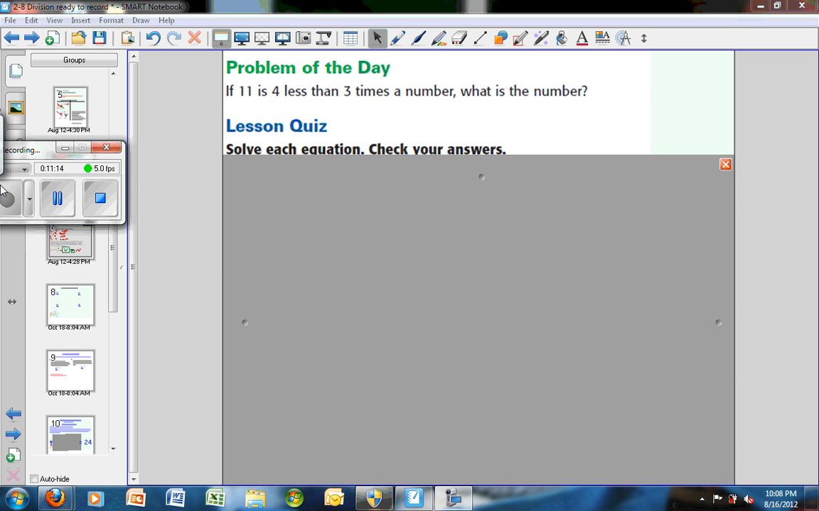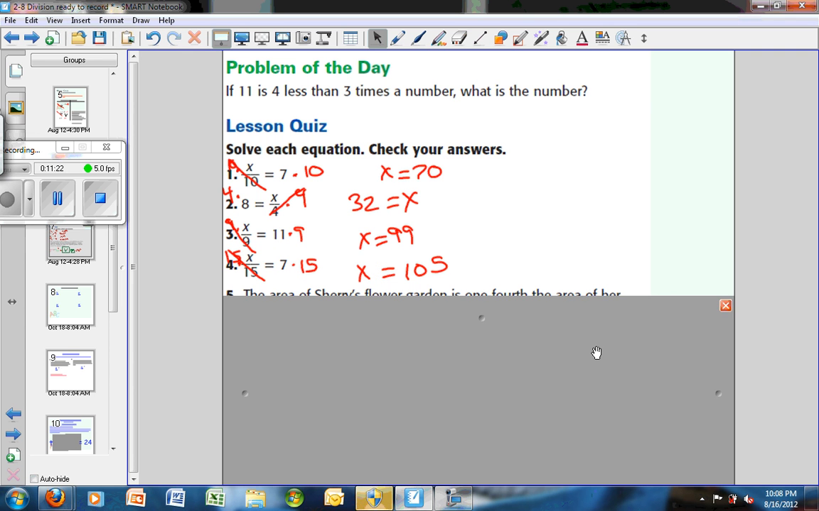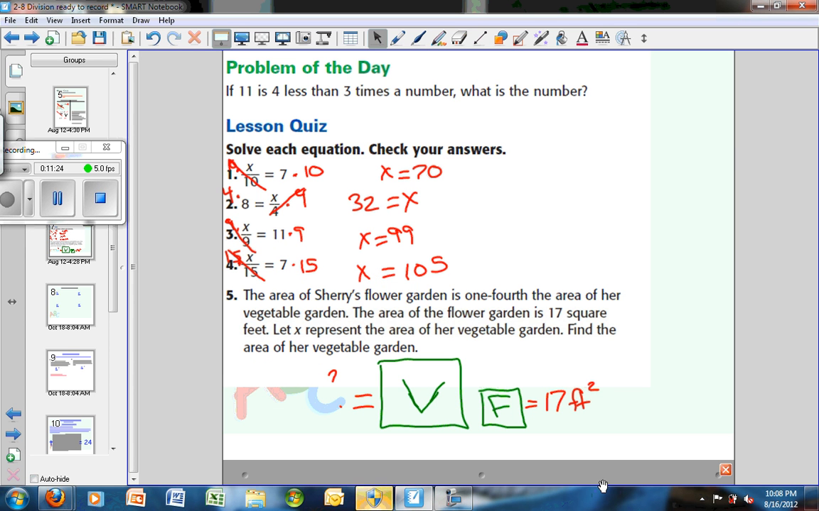All right, I'm going to be giving you the answers now, so if you're not ready, make sure that you pause it and do the problems first, but otherwise, here we go. All right, so number 1, x is equal to 70. Number 2, x is equal to 32. 3, x is equal to 99. And 4, x is equal to 105. So if you got any of those wrong, go ahead and stop, look at the work that I showed.